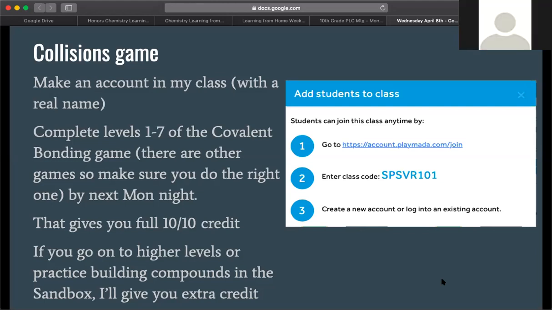Is there a class code? Because it says that you need a class code. Yes, it's on the screen: SPS VR 101. Jacqueline, can you send that in a Remind? Yeah, I will send that little image as well in the Remind.